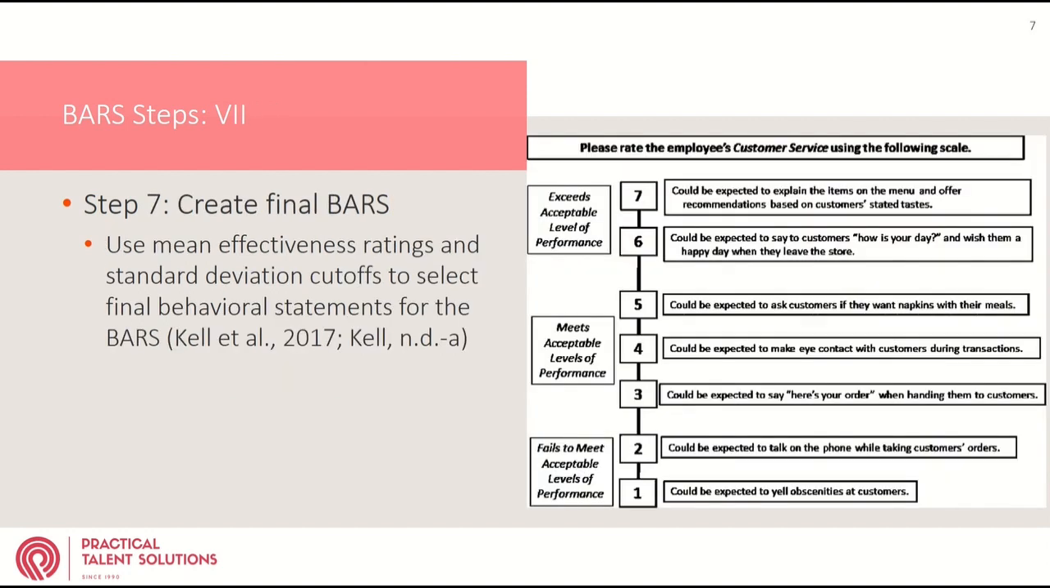And last up for this ideal development is step 7. In this step, the statistics generated in steps 4 and 6 will be used to determine the final order of each behavior within performance dimension, thus creating the final BARS for each performance dimension. After evaluating the statistics for each behavior, those that made the cut are included in the final BARS.